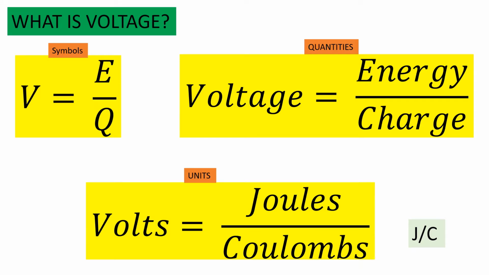So what is voltage? Well, the equation for voltage is energy per unit charge. So V is equal to E over Q, and voltage is measured in volts, energy is measured in joules, and charge is measured in coulombs. So voltage is how much energy you apply to either a collection of charges or a single charge. So that's the definition of voltage. Voltage is energy per charge.